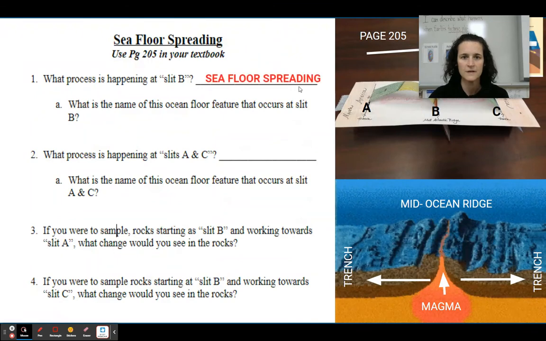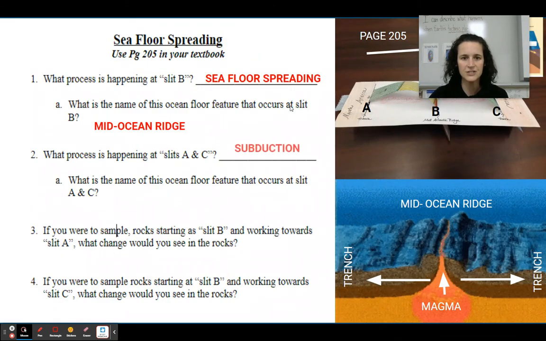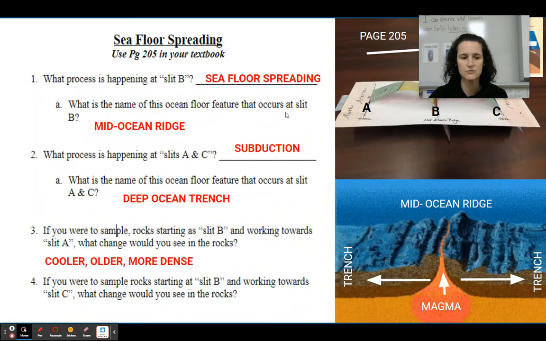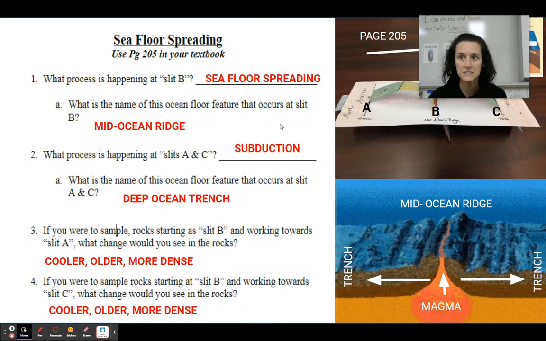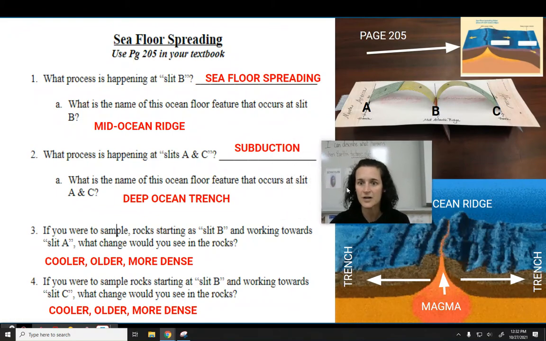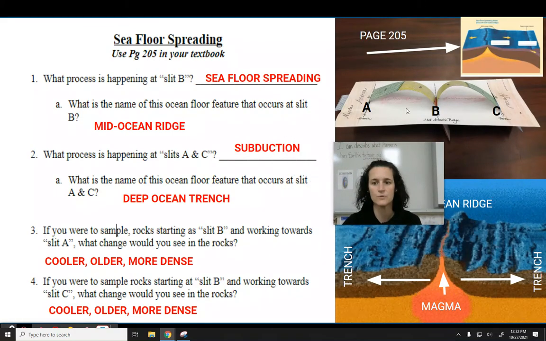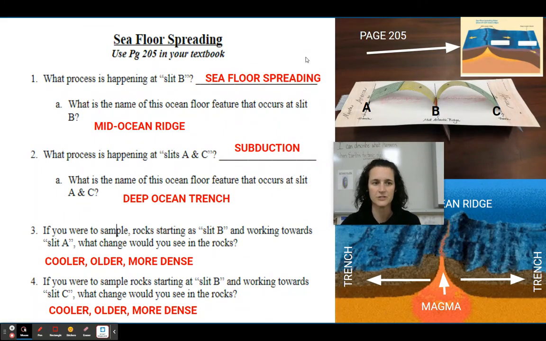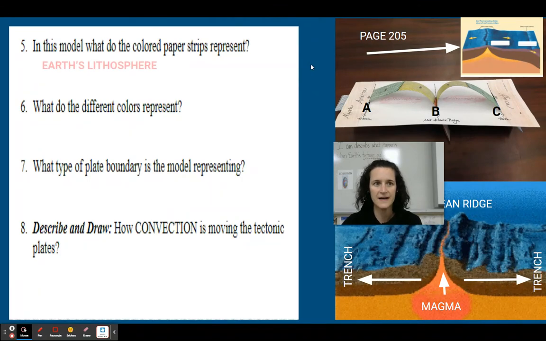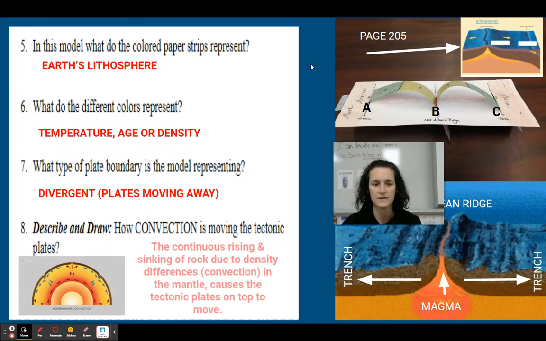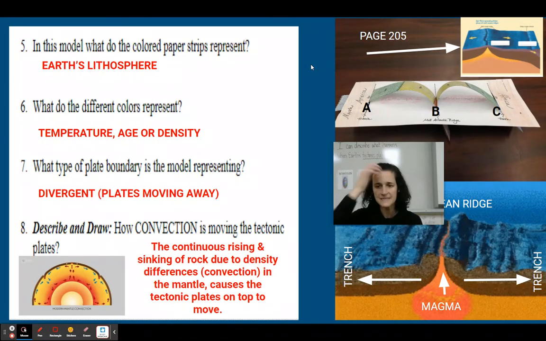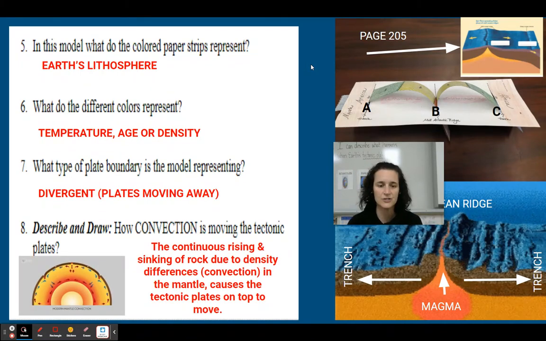So here you go. Seafloor spreading, mid-ocean ridge, subduction, deep ocean trenches, cooler, older, more dense, cooler, older, more dense. Again, you can pause the video if you need to. And then these were kind of our hints over here to help you with this activity, if you remember from yesterday. And then questions 5, 6, 7, and 8. All right. So again, pause the video if you need to, check your work, make sure you have those right answers down.